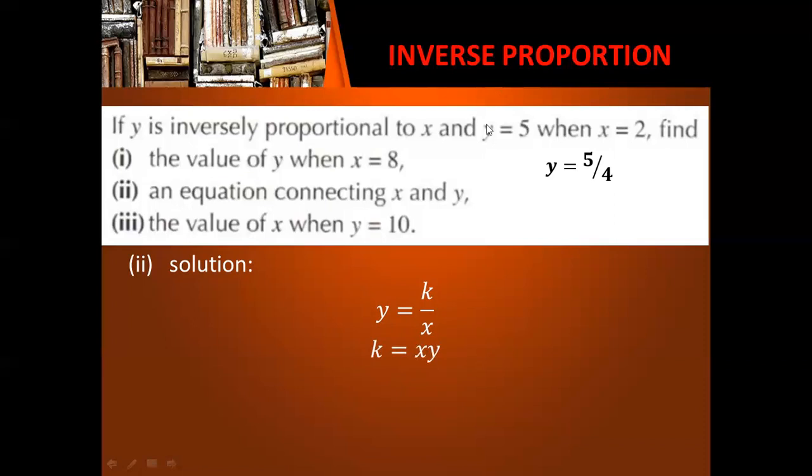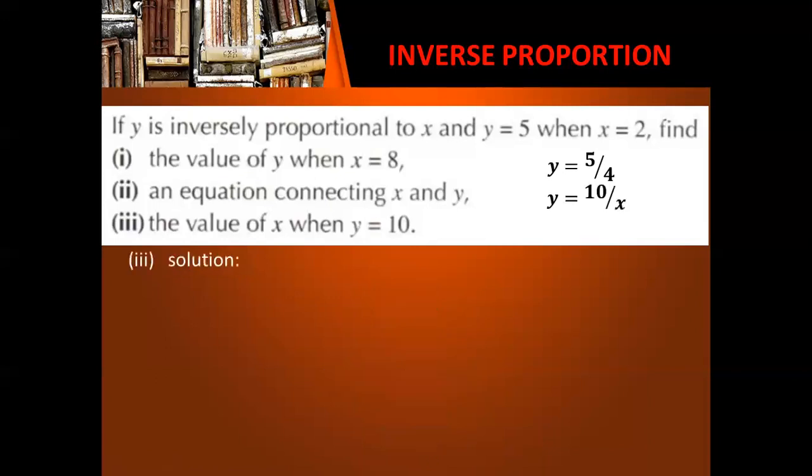Now, we were given the initial values of x and y. We can substitute those here to find the value of k. K is equal to 5 times 2, and that is equal to 10. Substituting this value for k in the general equation, we now have y is equal to 10 over x. So for this condition, the inverse proportion equation is y is equal to 10 over x.